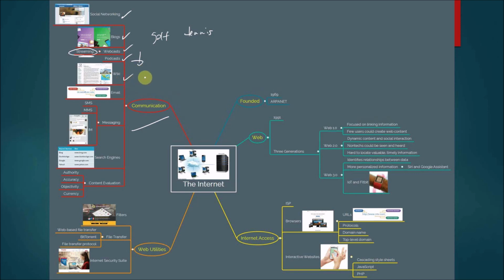We also have wikis. I'm sure you're familiar with Wikipedia, which is like an encyclopedia, but instead it's a wiki that allows you to contribute to its knowledge bank. In other words, if you're a member, not only can you read it, you can update it in terms of the content that's up there. And that's how wikis work.